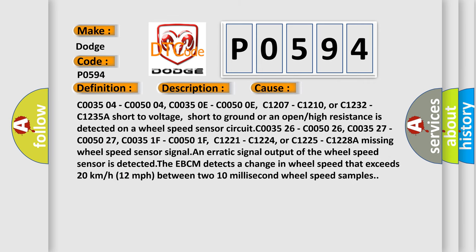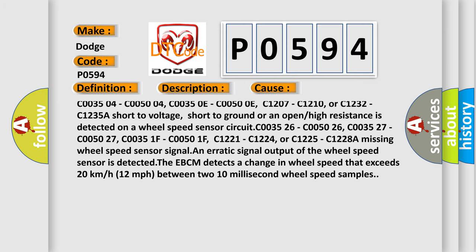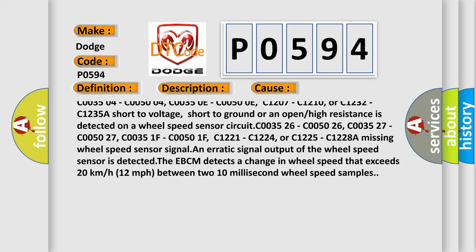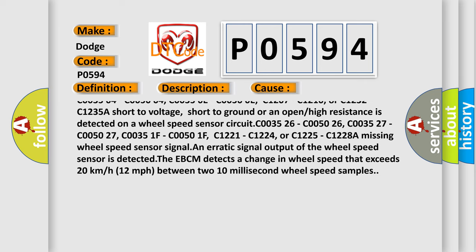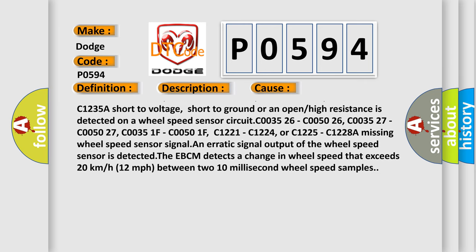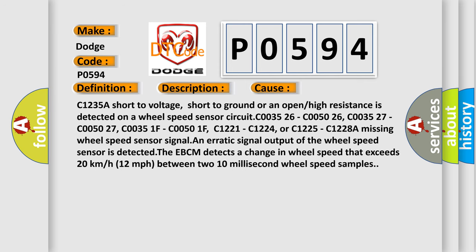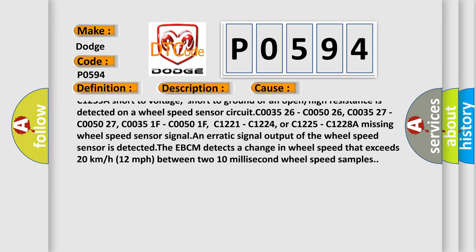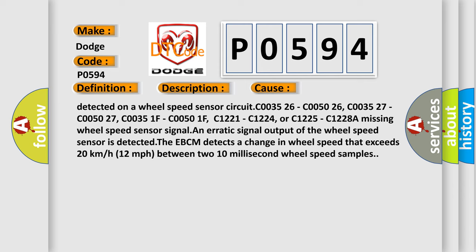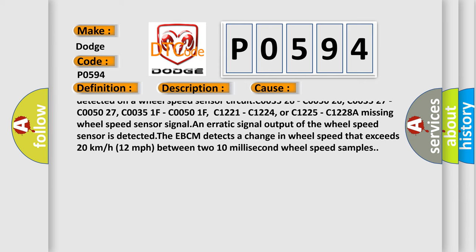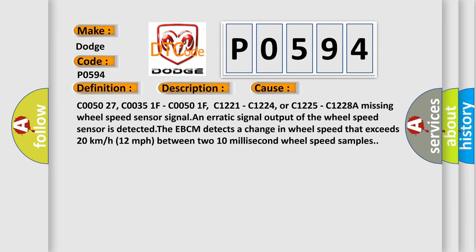C003504, C005004, C003504E, C005004E, C1207, C1210, or C1232, C1235A. Short to voltage, short to ground, or an open or high resistance is detected on a wheel speed sensor circuit.